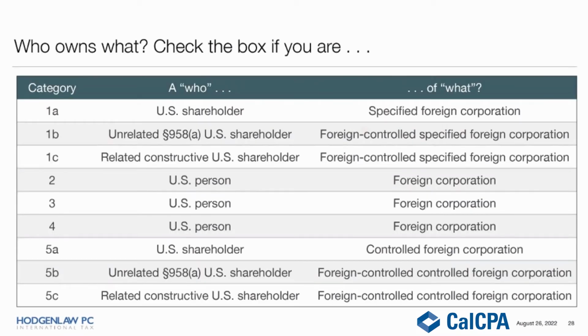And here's my little diagram. So when you are solving item B, what box do I check? You are trying to find a who of a what. So category 1A, a U.S. shareholder, we know what that means, U.S. person with 10% or more of the stock of a specified foreign corporation, and we know what that means, and I'll tell you more in detail when we come to it and talk about category 1.